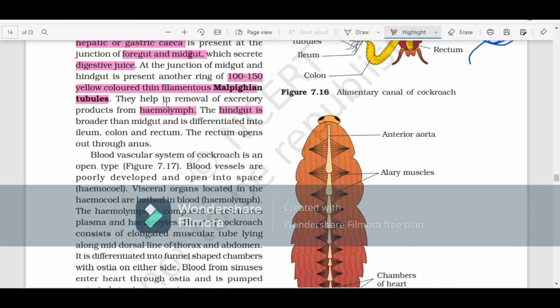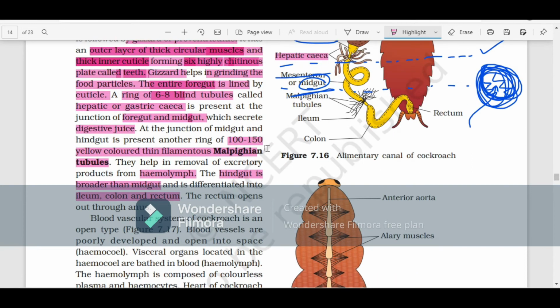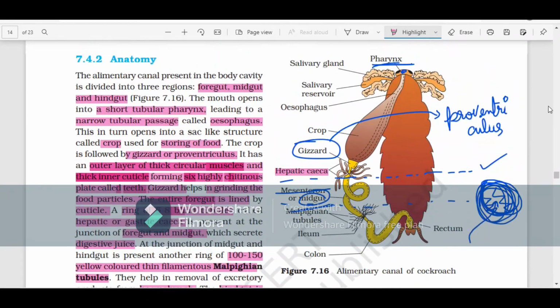Okay, now the hindgut is broader than the midgut, and that is divided into ileum, colon, and rectum. If you see this picture, you'll get to know there's ileum, there's colon, and there's rectum. Now the rectum opens out through the anus. You have the anus right here. So let's just observe this diagram.